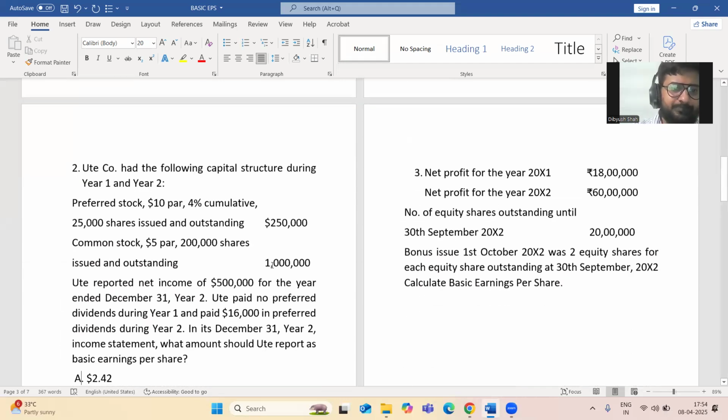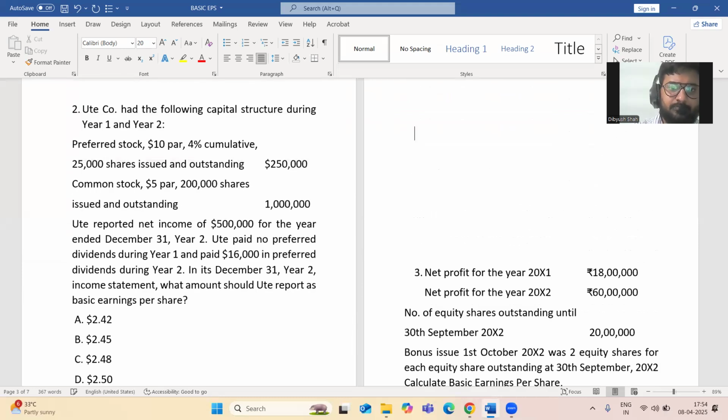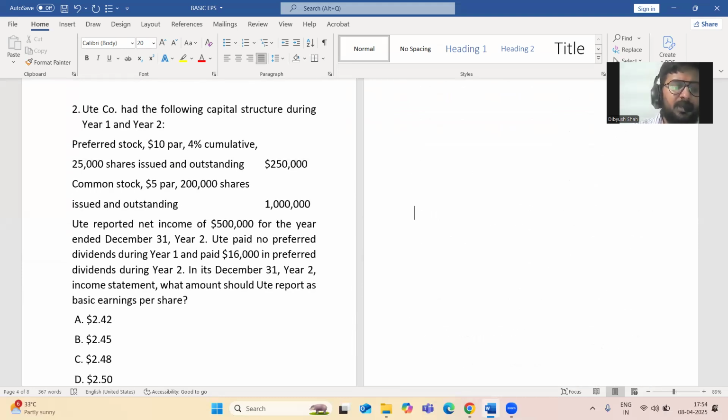Question number 2. UT company had the following capital structure during year 1 and year 2. Preferred stock 10 par value, 4% cumulative, 25,000 shares issued and outstanding, $250,000. That means 25,000 preference stock, which are cumulative in nature, of face value or par value $10 each.